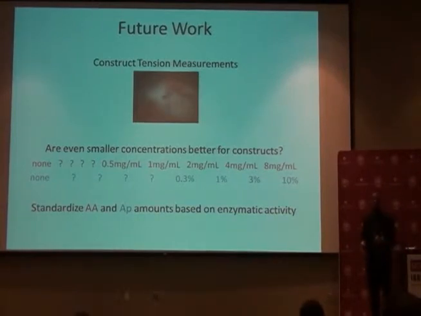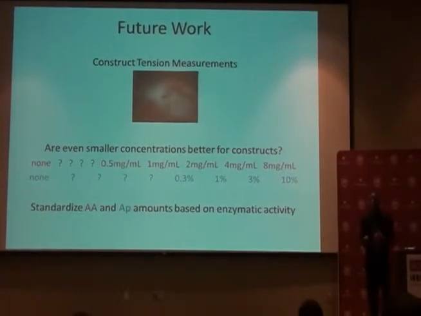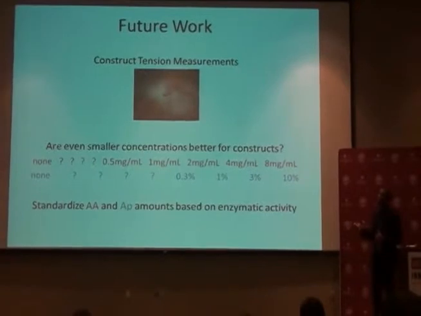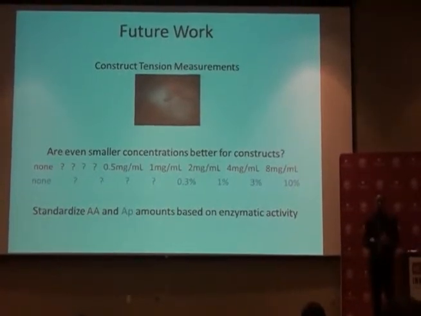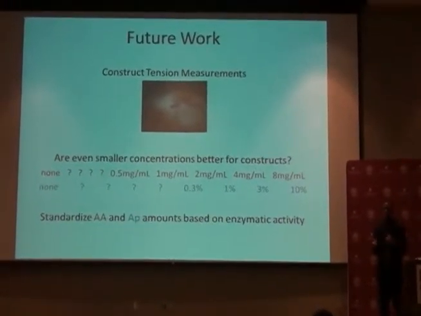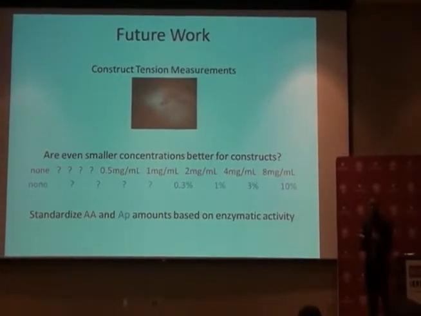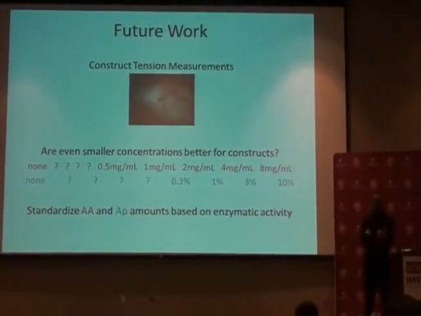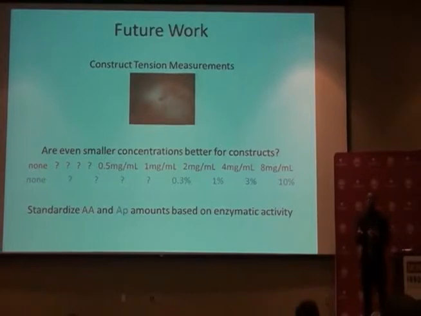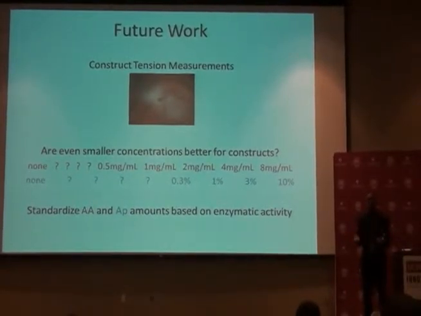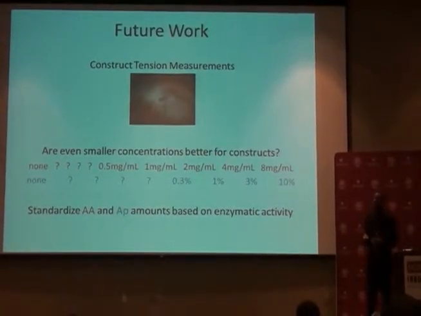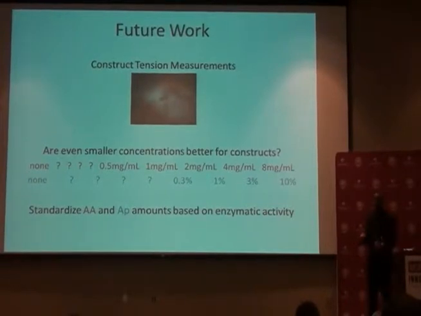For future work, we want to look at the tension of the actual constructs. So there's a balance between having nice, densely bundled, thin constructs and the strength of these constructs. Because again, we want to use this for organic machines, so they have to be able to bear force. So they can't be too weak. So we want to measure the tension of the constructs.